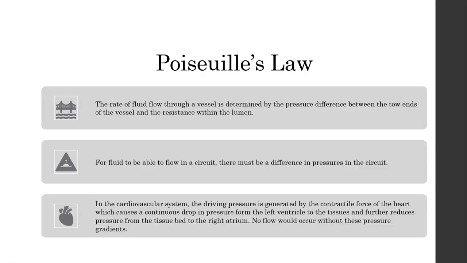So essentially, for fluid to be able to flow in a circuit, there must be a difference in pressures in the circuit. In our cardiovascular system, the driving pressure is generated by the contractile force of our heart, which causes a continuous drop in pressure from the left ventricle to the tissues, and then it further reduces pressure from the tissue bed to the right atrium. So no flow would occur without these types of pressure gradients.